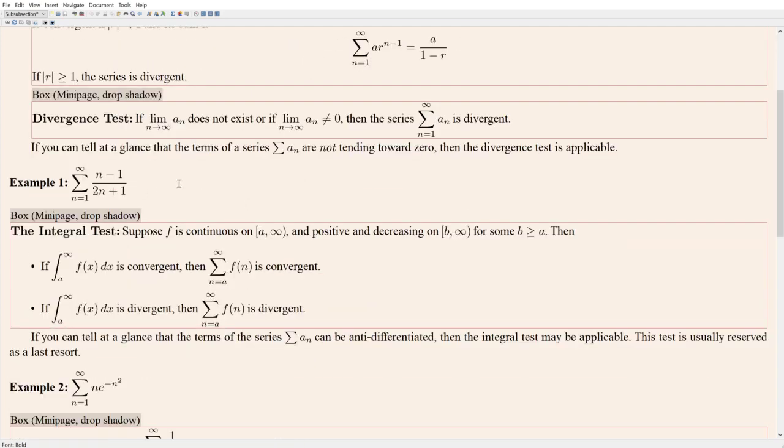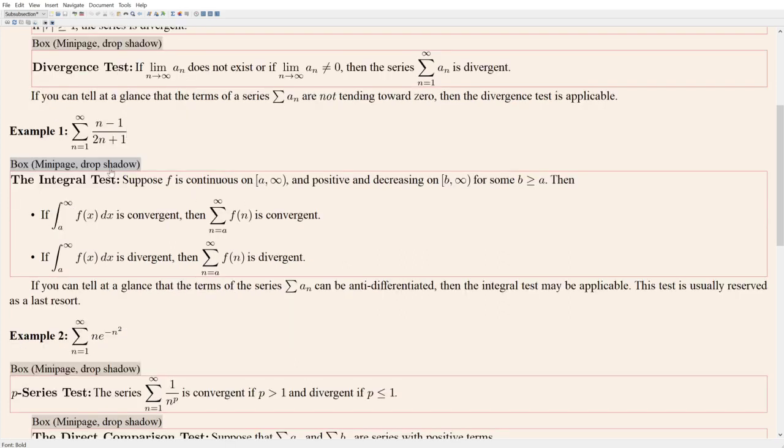Okay, so the divergence test. If you can tell at a glance that the terms of the series are not tending towards 0, then the divergence test is applicable. So remember, if a series converges, then that means the terms of the series have to limit at 0. So if they're not limiting at 0, then it must diverge. That's all the divergence test says.